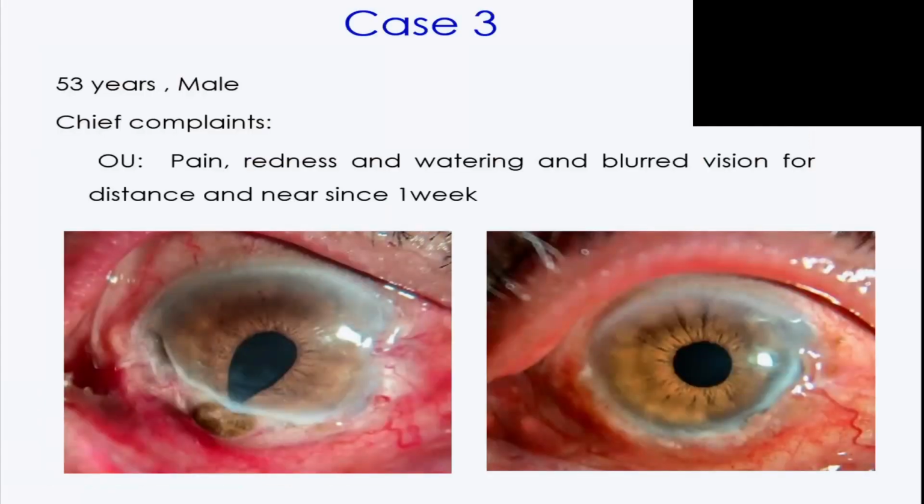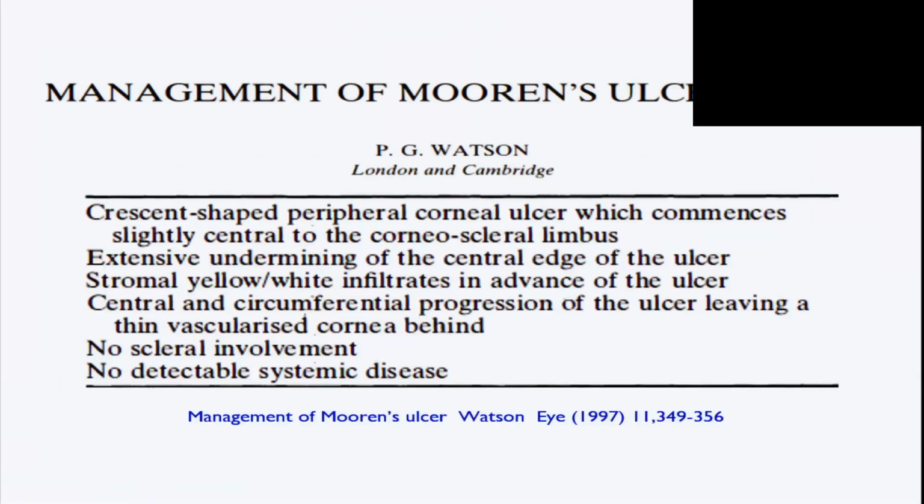This was the 3rd case. Here everything was negative, so all the labs were negative, and Dr. Sangwan told you about Watson's criteria for Mooren's ulcer.